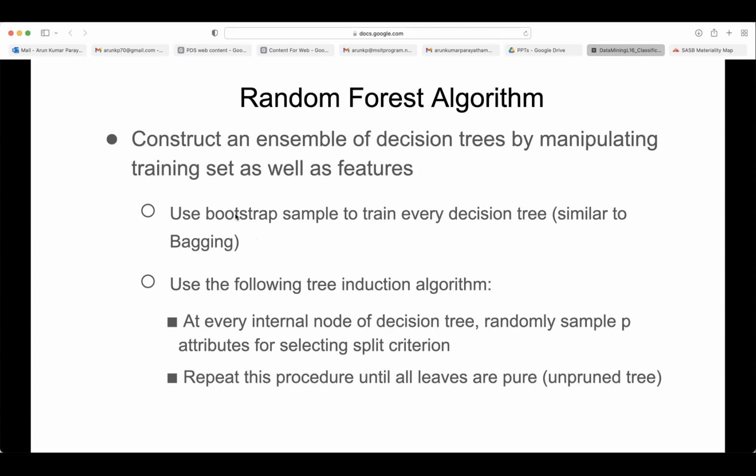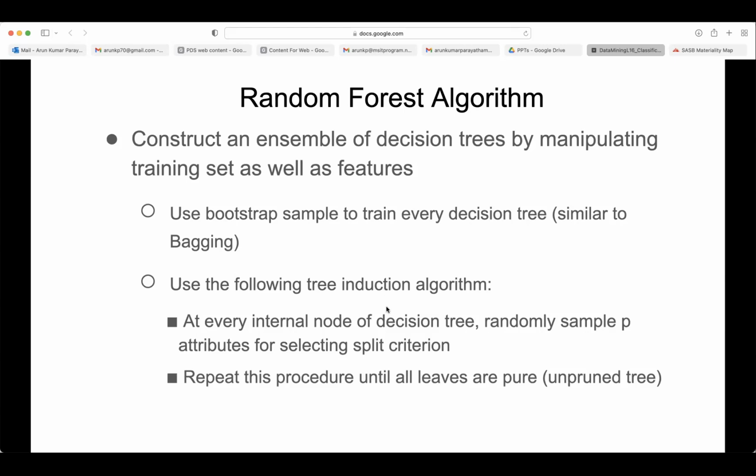So the procedure is like this. Use a bootstrap sample to train every decision tree. Bootstrap means we select samples from the data set with replacement, similar to bagging. Of course, the sample size need not be exactly the original size of the data set. You can also reduce the size of the sample relative to the original data set.